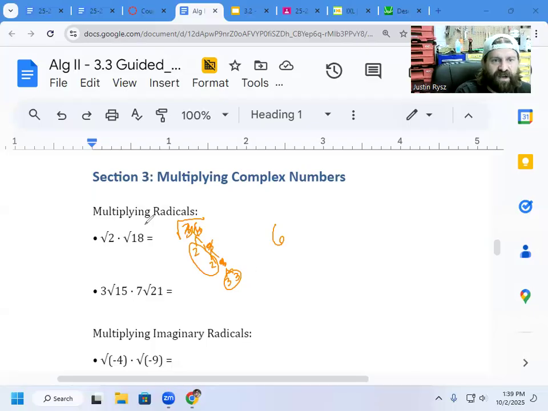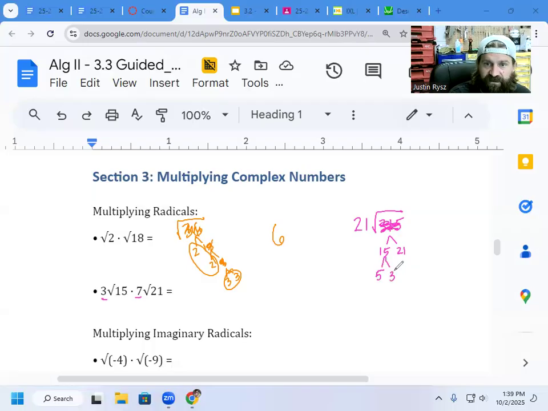Now, if we have something a little more complicated, like 3 radical 15 times 7 radical 21, we multiply the 3 and the 7 together, so we get 21 radical. Then we have 15 times 21, which I don't know offhand, but that is 315. Then we break that 315 down. 315 is 15 times 21.